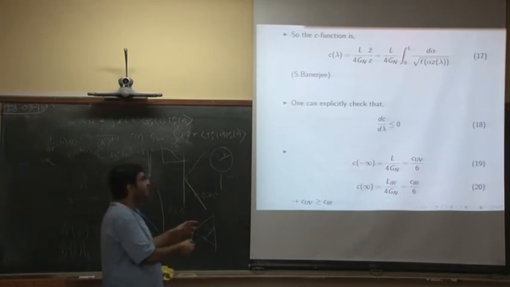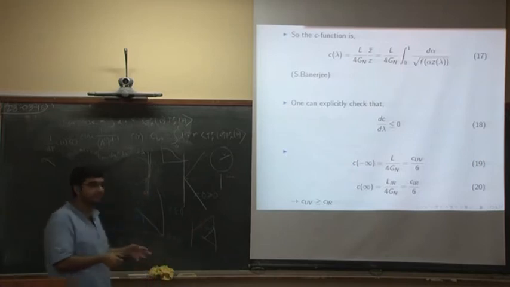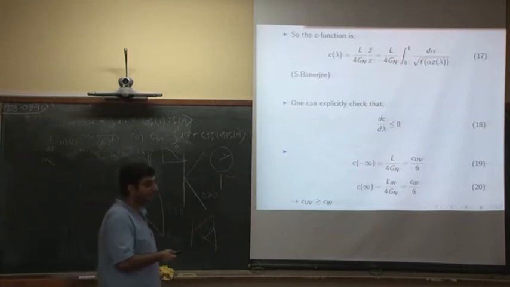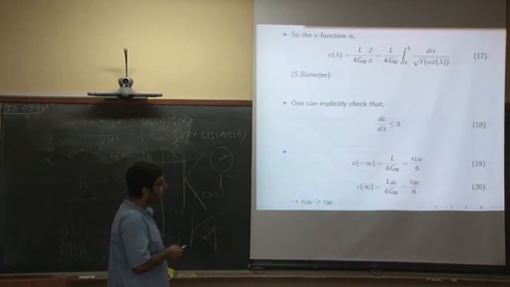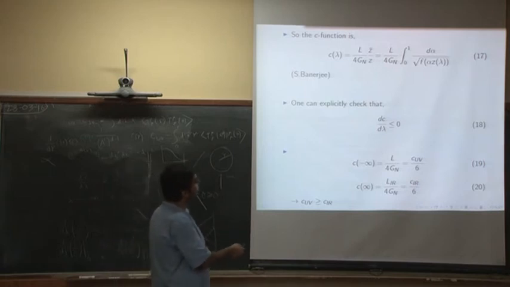So, yeah, this is not a claim. I mean, this is a theorem. So this quantity is changing from one end of lambda to the other end of lambda. So dc d lambda is always less than or equal to 0.